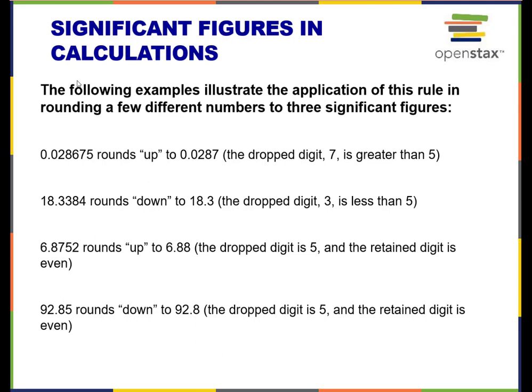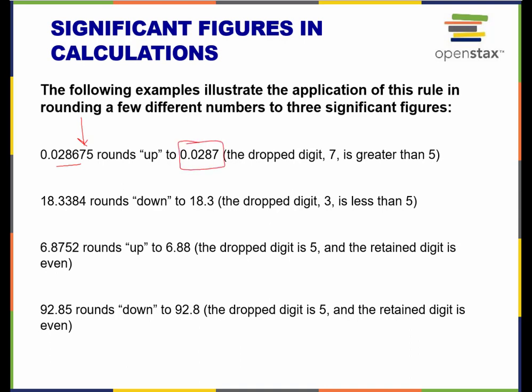So that means that I would look at this number here, the 7. This number is going to tell me whether I'm supposed to round up or down. So a 7 is bigger than 5, so then I would round up. So 0.286 is going to round up to 0.287.